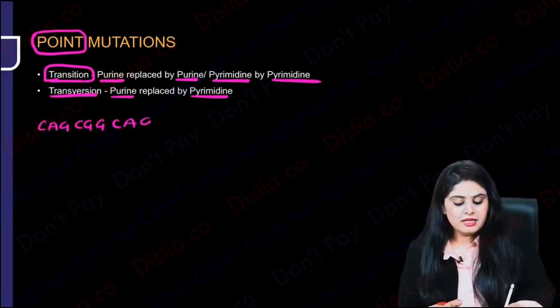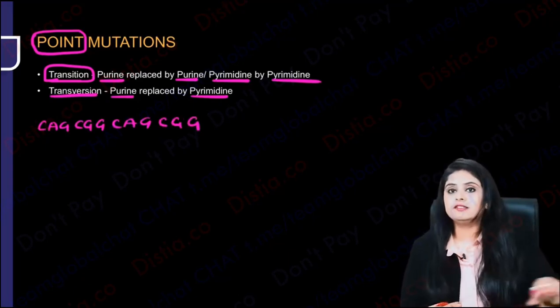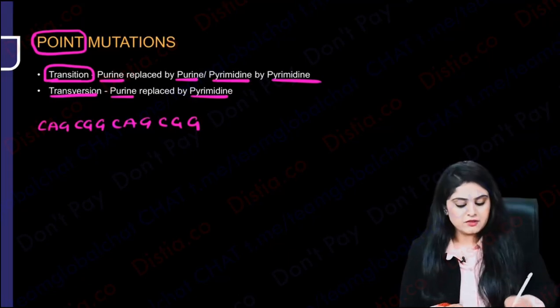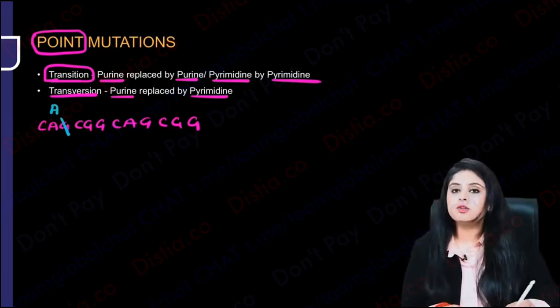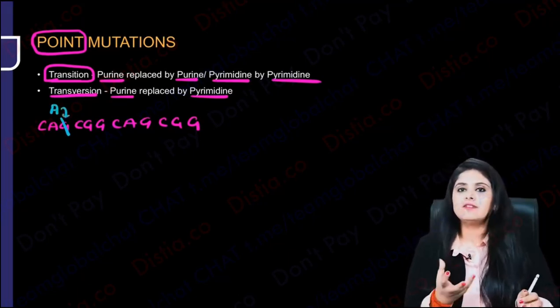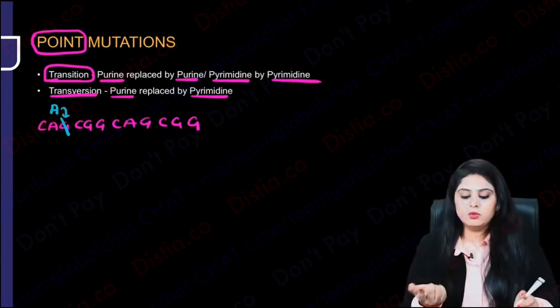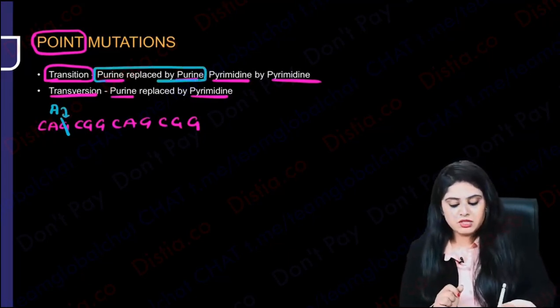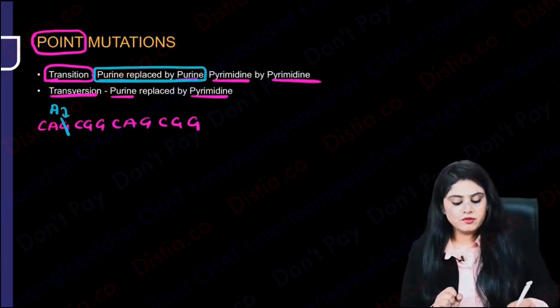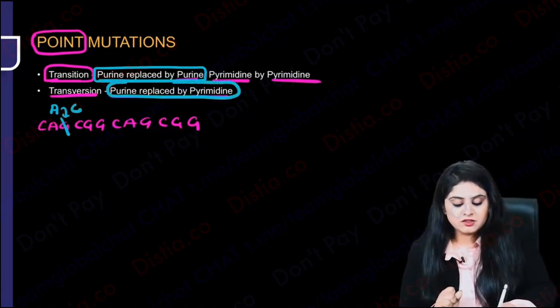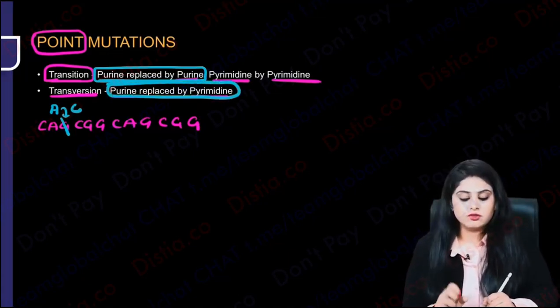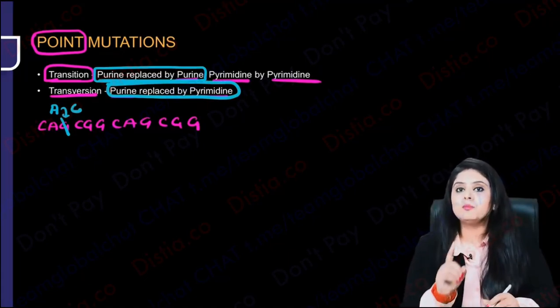I'll give you a very basic and a very quick hint. For example, if this is a random DNA sequence that I've written, and I say over here, instead of G, if A has come, you will say, okay, instead of one purine, another purine has come, same family, A and G. Purine has been replaced by purine. You will say it is transition. But over here, if I say a C has come, then you will say this means purine has been replaced by pyrimidine. That becomes transversion. So whatever the case is, it's at a single point.